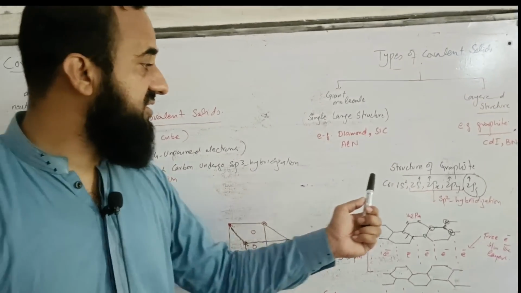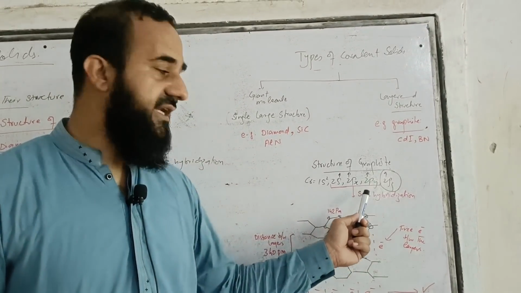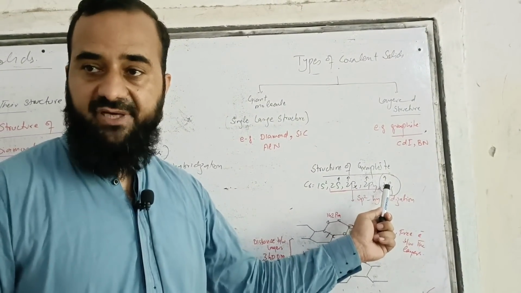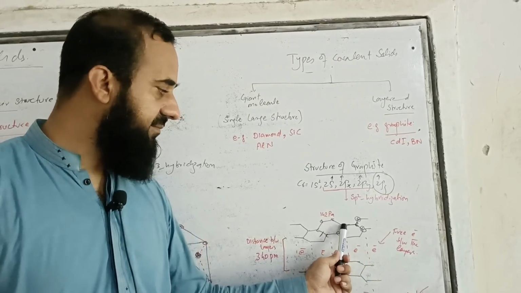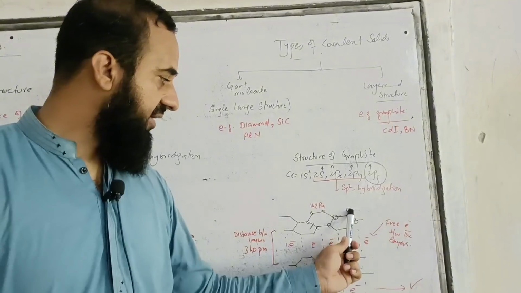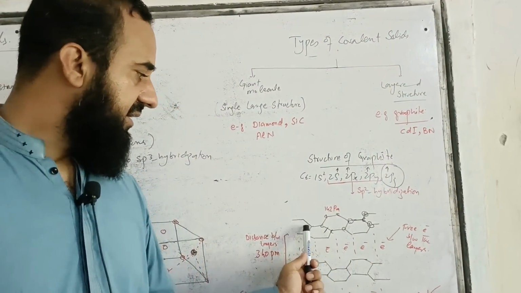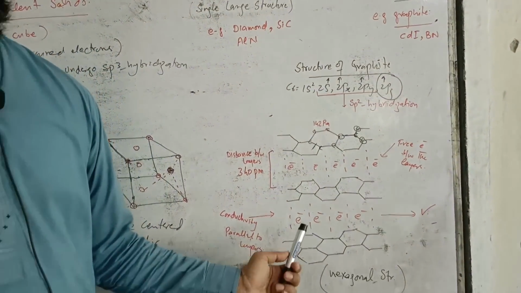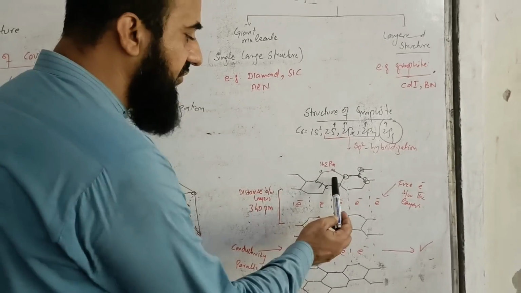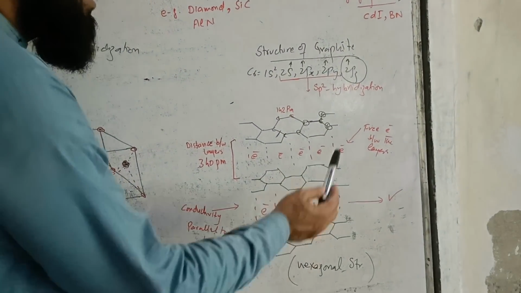If we see the structure of graphite, graphite is sp2 hybridized. There is one unhybridized p orbital. Each carbon is further attached with 3 other carbons, and this triangular arrangement of carbon atoms makes layers in the graphite crystal. Carbon atoms combine to form hexagons, and these hexagons are arranged in layers.